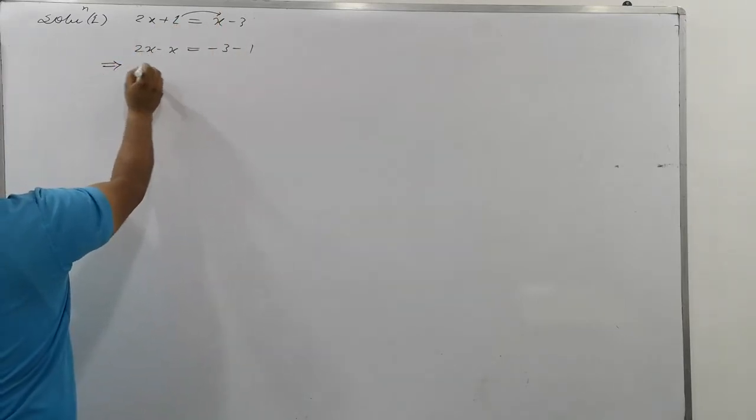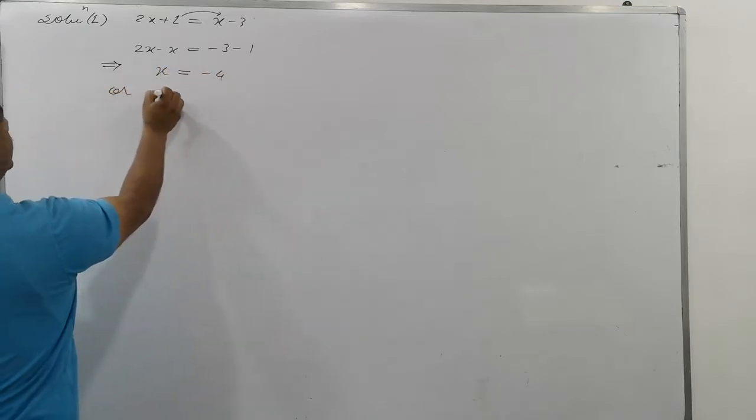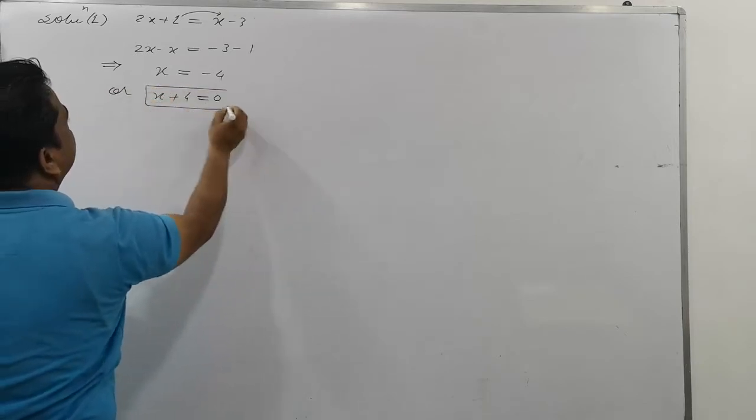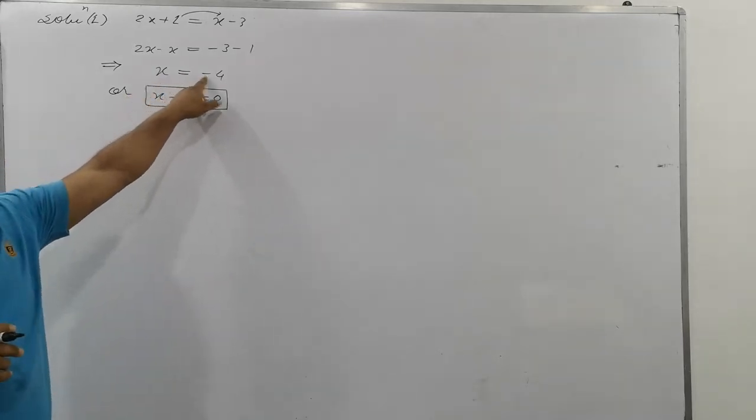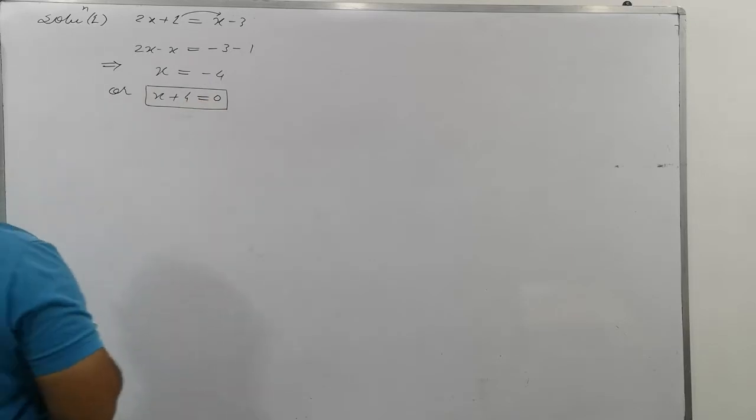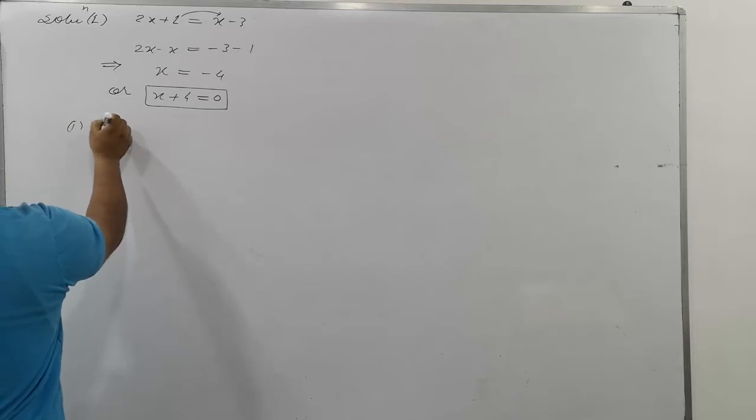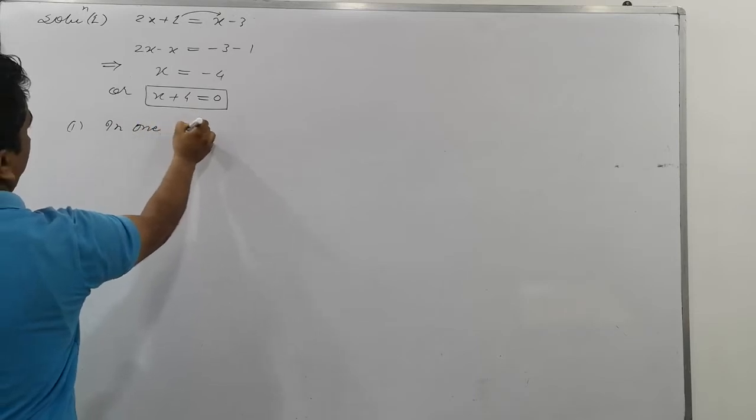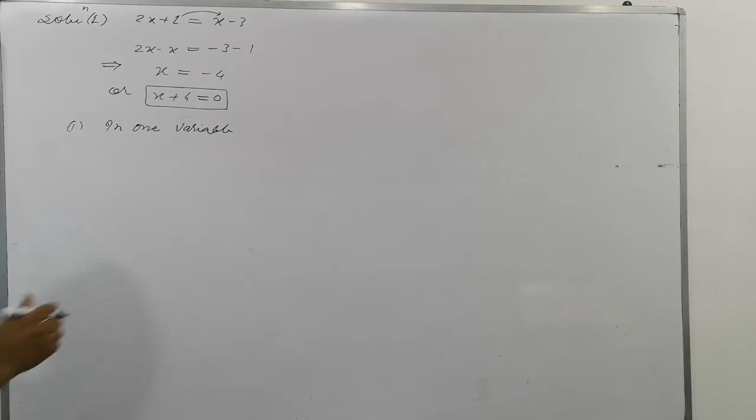What next will you have? Please tell me. 2x minus x is 1x and it's minus 4. This can also be written as x plus 4 is equal to 0. This we have brought to an equation in one variable. We want to represent this on a number line, so we'll take the help of this. Clear? So the question is saying to represent this first in one variable. One variable representation.